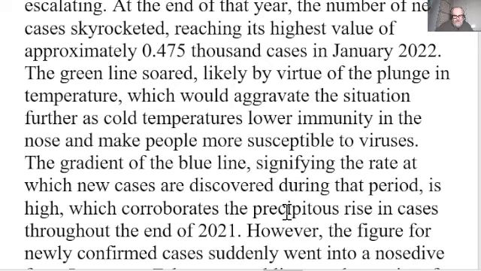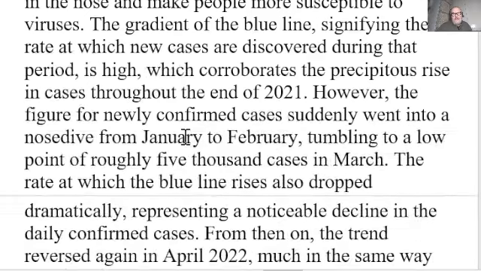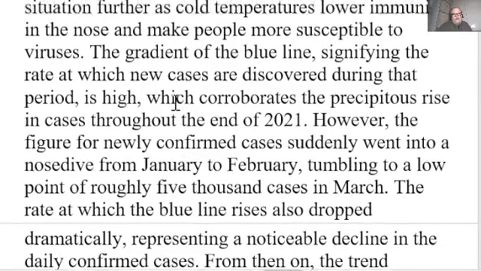The green line soared, likely by virtue of the plunge in temperature, which would aggravate. I think I'd be happy, would have aggravated the situation further, as cold temperatures lower immunity in the nose and make people more susceptible to viruses. The gradient of the blue line, signifying the rate at which new cases are discovered during that period, is high, which corroborates the precipitous rise in cases throughout the end of 2021.